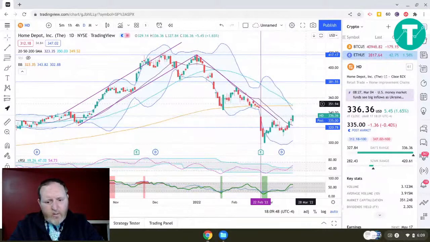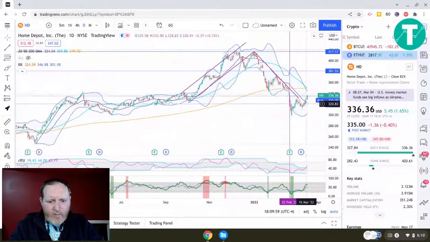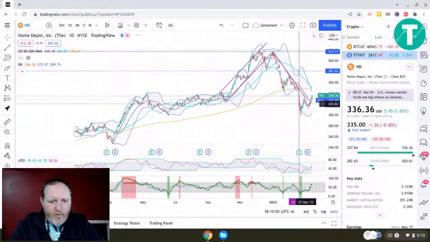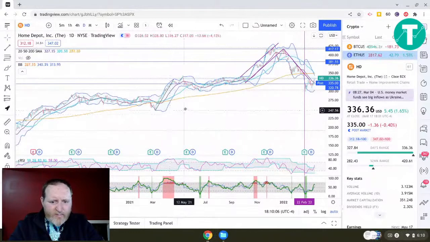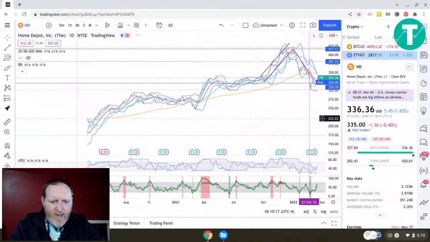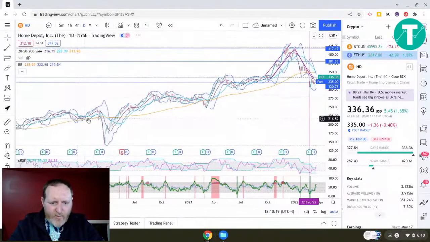Now, people will still have to maintain their homes, so that's going to keep them moving. But the big growth that they have seen throughout all of 2020, 2021, and so forth, I think is done. I don't think we're going to see huge growth like we have seen for them over the past couple years, just because the housing market is definitely going to slow down.